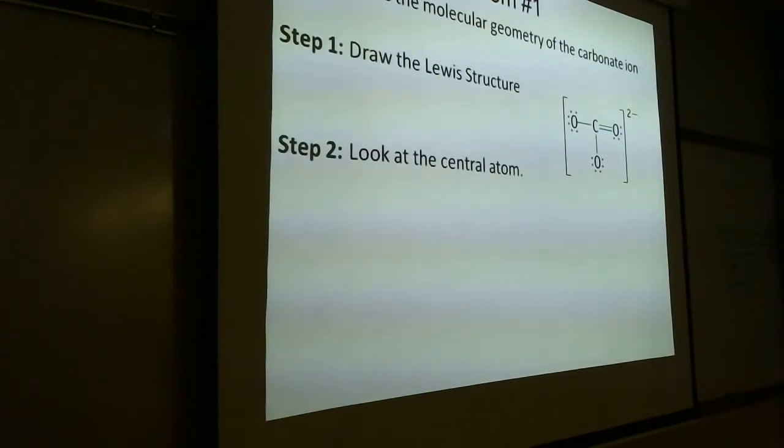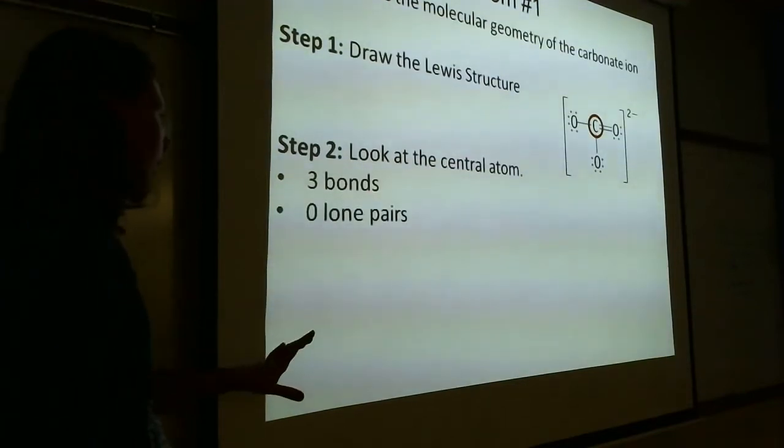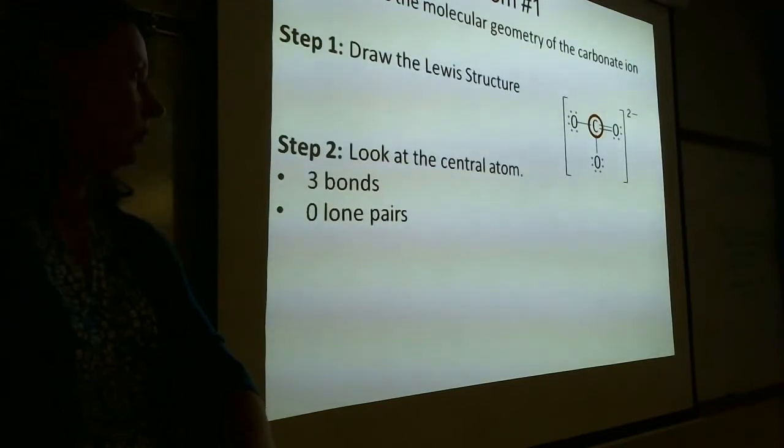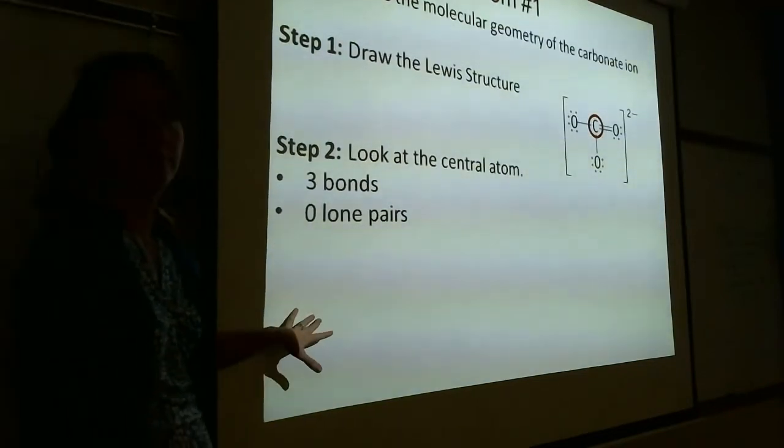We look at the central atom, right? We've got 3 bonds. One of them happens to be a double bond, but that double bond only counts as 1, right? Just remember that only counts as 1. We don't have any lone pairs. So that leads us to then go to our handout. Is everyone with me so far?